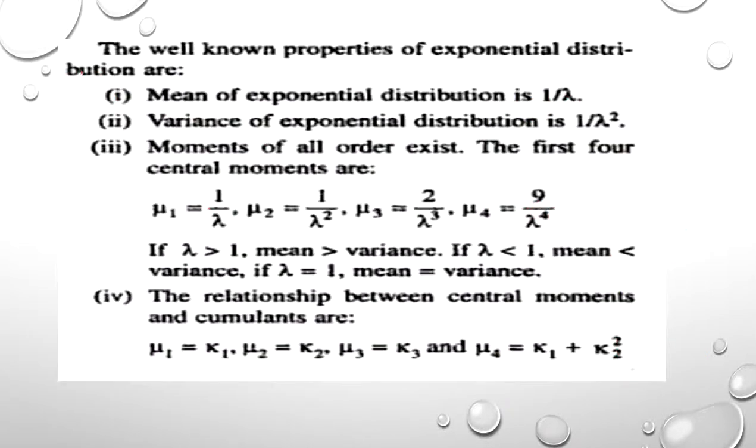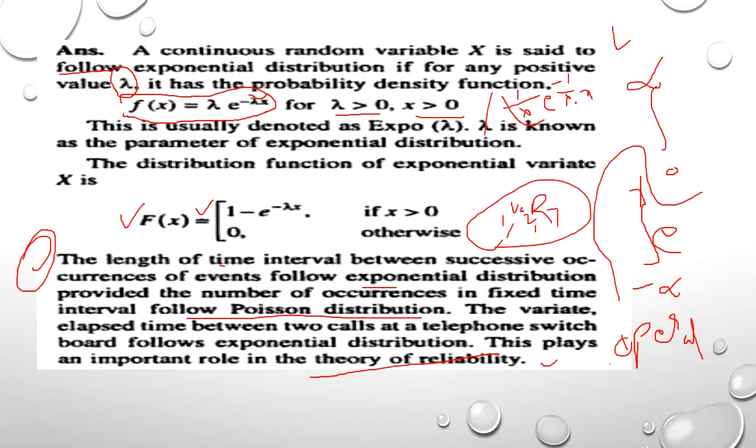These are all the properties of the exponential distribution. What is the mean? The mean is 1 by lambda. The variance is 1 by lambda square. These are the central moments, which are obtained from the origin. This is the relationship between the mean and variance. When you observe, we say that the standard deviation equals the mean in the exponential distribution. Here lambda square, when our PDF is like this.